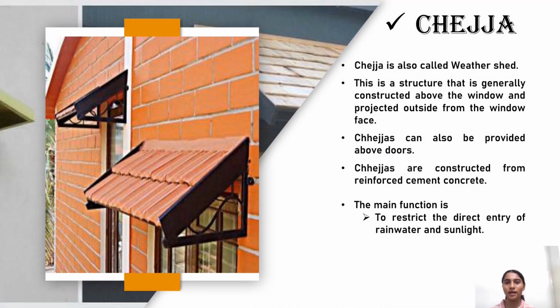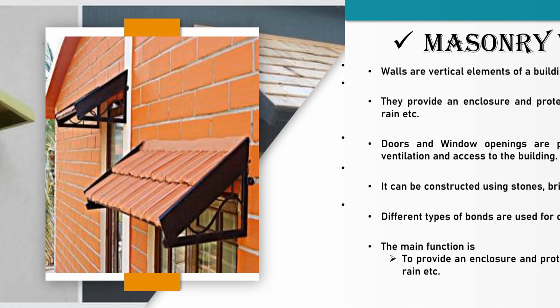Next structural element of the building is chajja. Chajja is also called weather shed. This is a structure that is generally constructed above the window and projected outside the window face. Chajja can also be provided above doors. Chajja are constructed from reinforced cement concrete. Its main function is to restrict the direct entry of rainwater and sunlight.